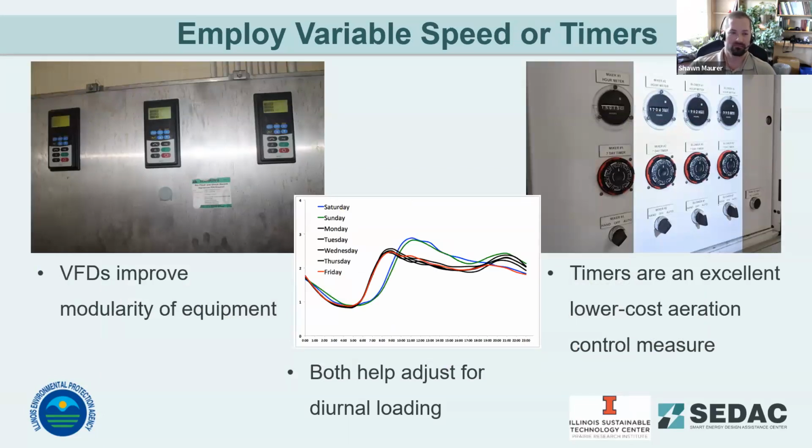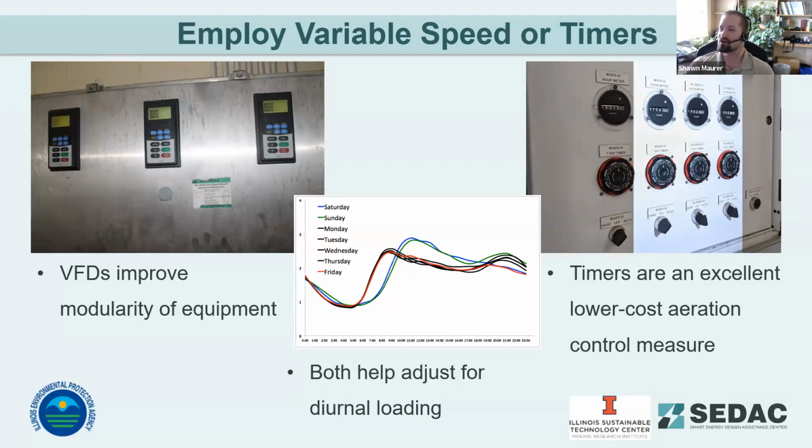Something else, looking at system sizing and adjusting for variable loads, is applying VFDs or timers or some other automation to your system to account for variable flows and loading coming into your facility. The chart in the middle there is showing a diurnal load profile where overnight you've got particularly low loading that the system needs to account for and back off, both in producing aeration and flow rates through the plant. Otherwise, you end up wasting energy overnight, and that can impact your treatment quality.